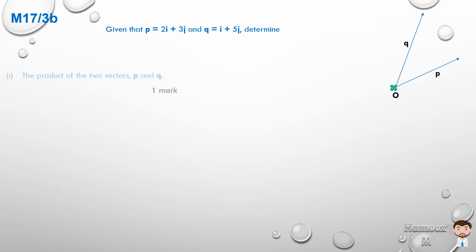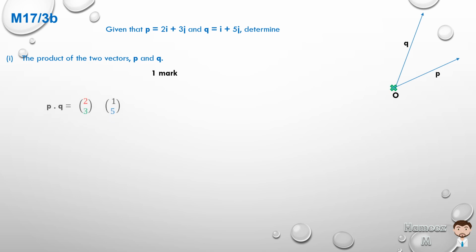Part 1. The product of the two vectors p and q. So let's use the scalar product or dot product. So p dot q is equal to (2, 3), because p is 2i plus 3j, dot (1, 5), because q is 1i plus 5j.